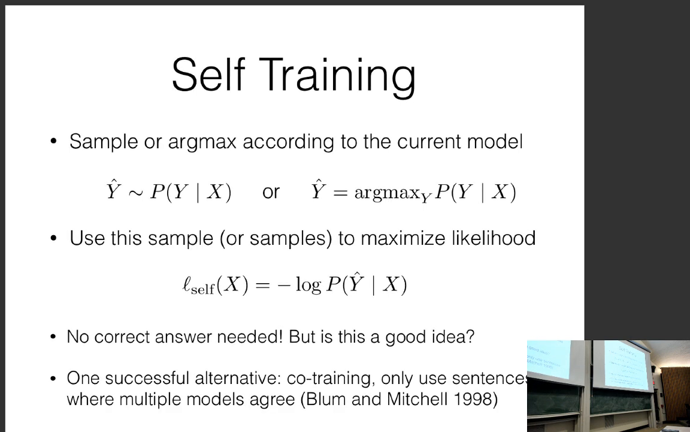One example that's very similar to self-training that works is co-training. Co-training is basically you take two models. Maybe you have one sequence model and one tree-to-sequence model or something like that. You generate the outputs and you only use the outputs where the two models agree to train your model. This helps prevent the mistakes of any single model and can improve. This is also very similar to model distillation, which we'll be talking about later as well.